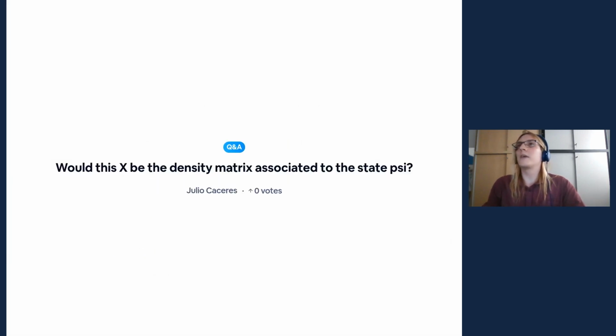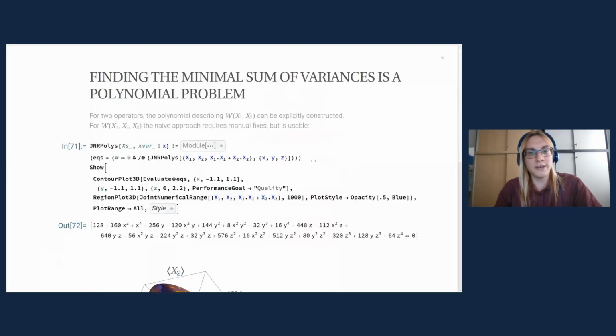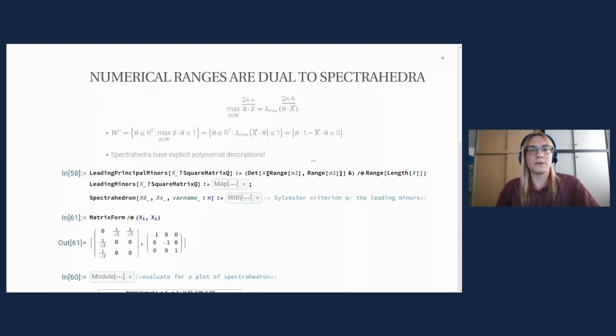So Giulio asked if X is the density matrix associated to the state psi, and not necessarily. X is just one of the operators you are measuring. I try to avoid using the language of density matrices because it would take like 3 more slides and I would lose people much more quickly. I just wanted to stick to the state vectors, and that's why I'm using all these convex sets. But no, these x's are just the operators you are measuring essentially.